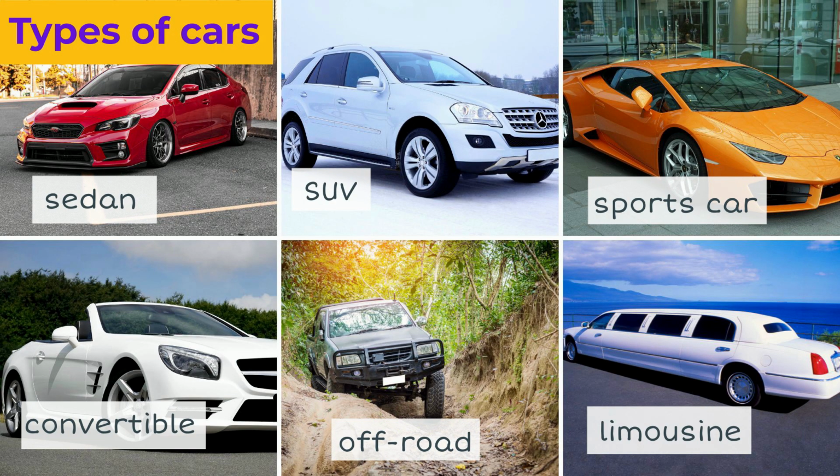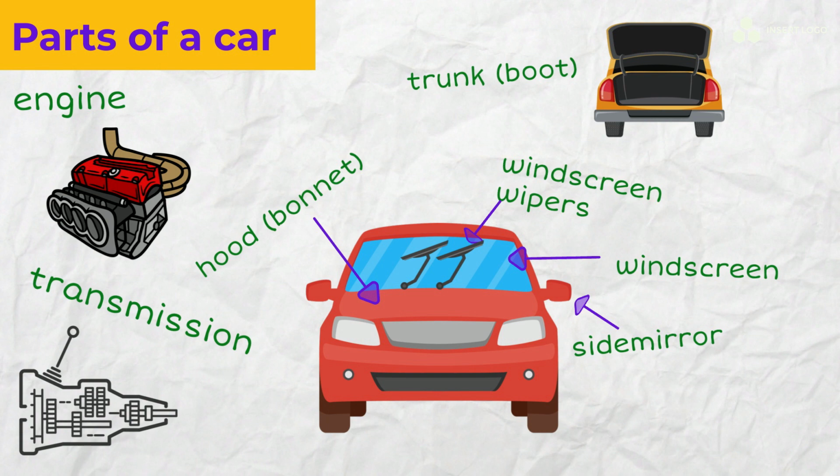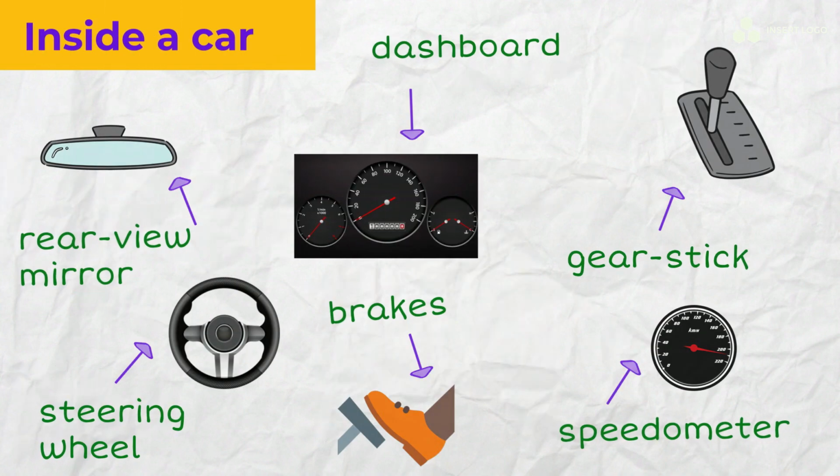On the road, we have different types of cars, like a sedan, an SUV, a sports car, a convertible, and off-road, a limousine. Different parts of a car include an engine, transmission, a trunk, also boot in British English, a hood, also bonnet in British English, a windscreen, windscreen wipers, a side mirror. Inside a car there is a rearview mirror, a steering wheel, brakes, a dashboard, a gear stick, speedometer.